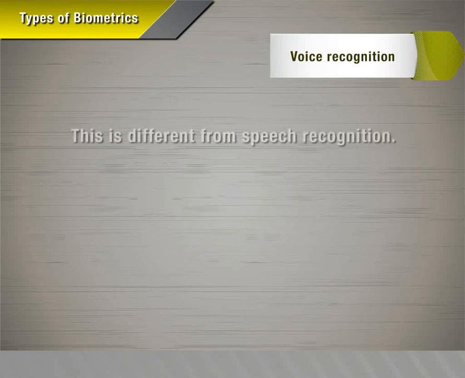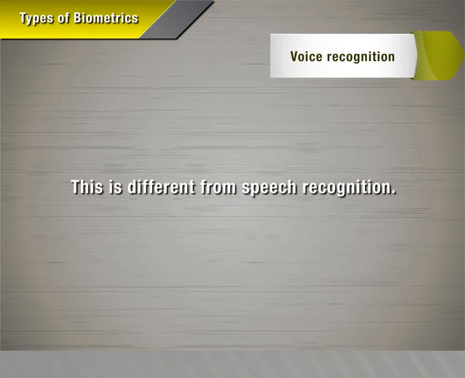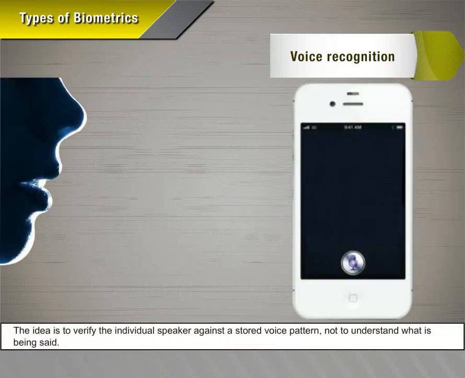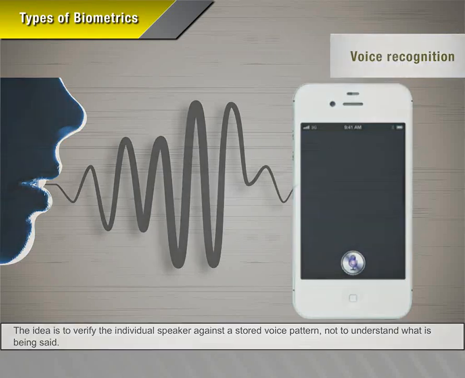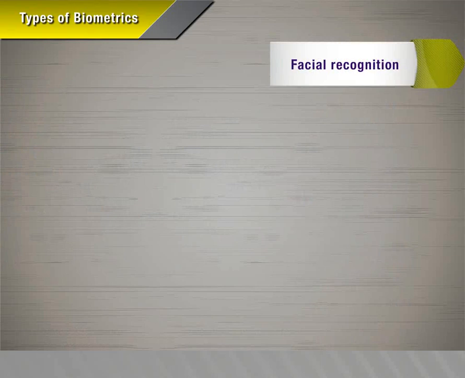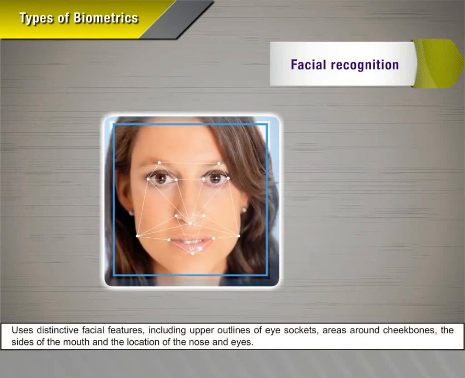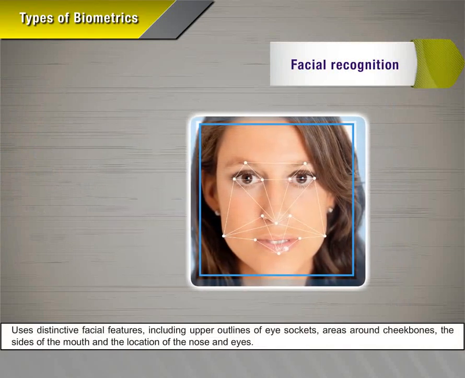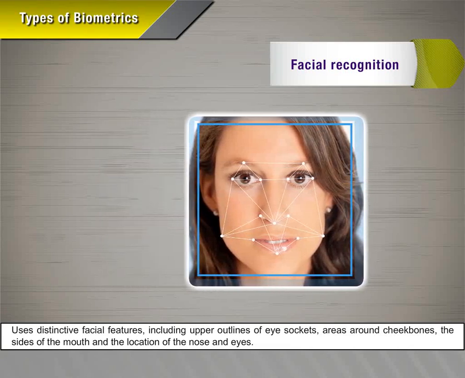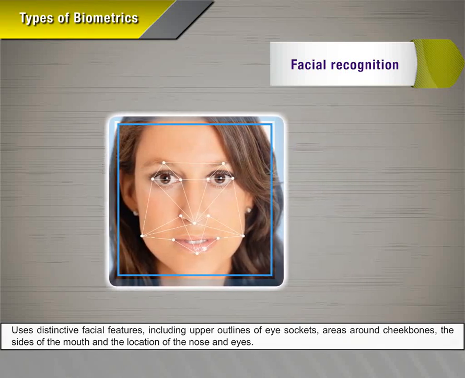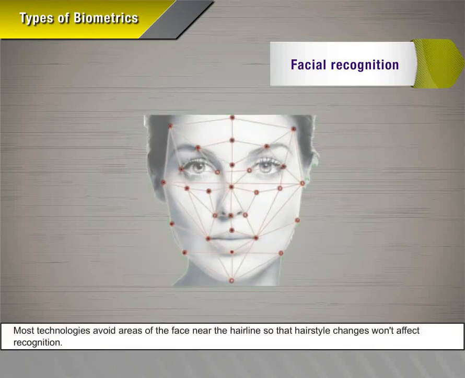Voice recognition. This is different from speech recognition. The idea is to verify the individual speaker against a stored voice pattern, not to understand what is being said. Facial recognition uses distinctive facial features, including upper outlines of eye sockets, areas around cheekbones, the sides of the mouth, and the location of the nose and eyes. Most technologies avoid areas of the face near the hairline so that hairstyle changes won't affect recognition.